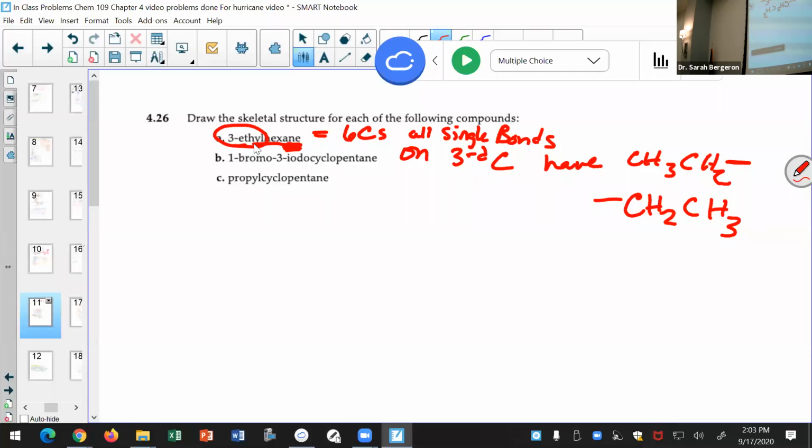Okay, so let's draw our 6 in a row, right? So it's 1, 2, 3, 4, 5, 6. So I'm going to number them 1, 2, 3, 4, 5, 6. So I have 6 carbons. They're all single bonds. We got that. Now on the 3rd carbon, we're going to have 2 carbons coming off of it. So how are you going to draw that? One coming down and then put it at an angle. So that's showing me I have 1 carbon here and 1 carbon here.